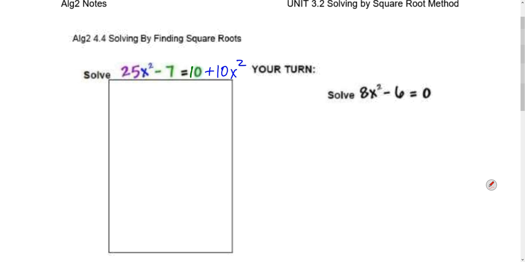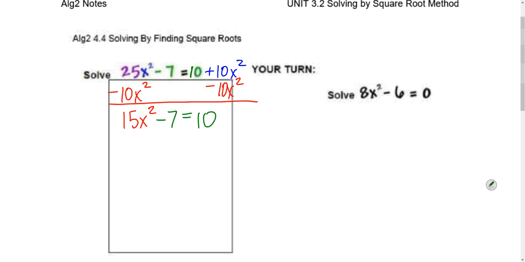I'm going to take the 10x squared. I'm going to subtract it over so it goes over to where the 25 is. So I'm going to subtract 10x squared here, and I'm going to subtract 10x squared here. So this gives me 15x squared. Then I still have the minus 7 equals 10. So if I got all of my x squareds to the left, I want to get everything without the x squareds to the right. So the minus 7 needs to go. So I'm going to add 7. So I have 15x squared equals 17.